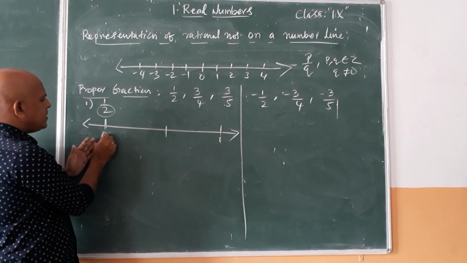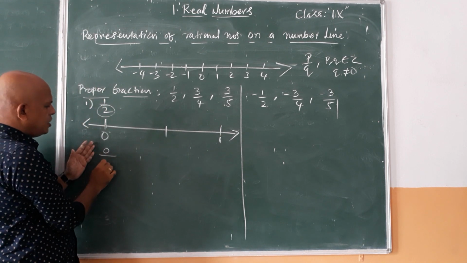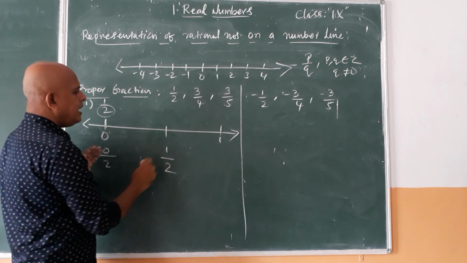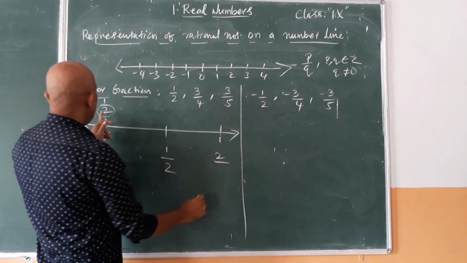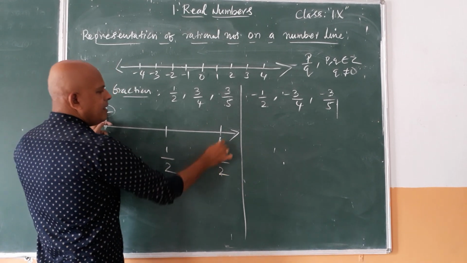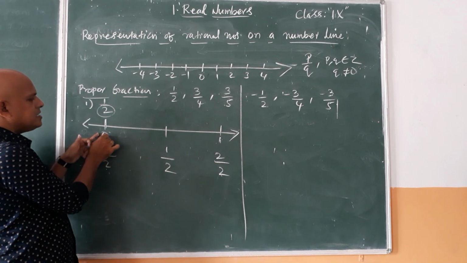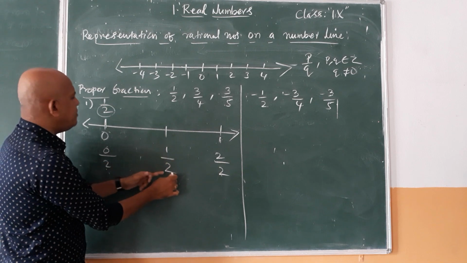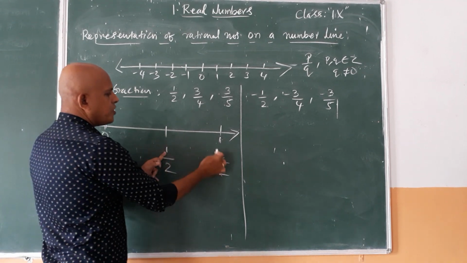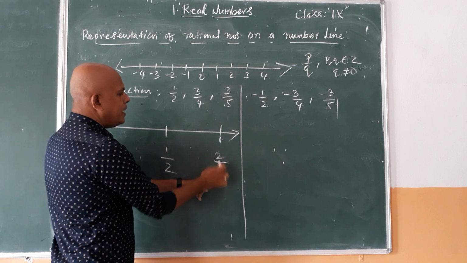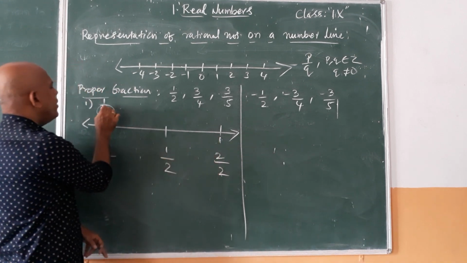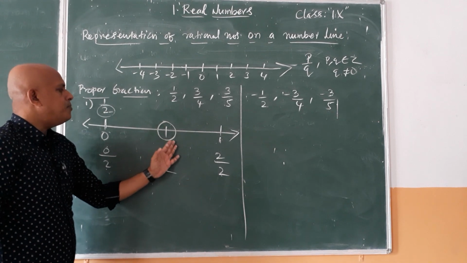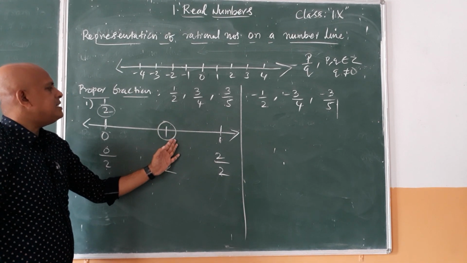First I write 0, because the denominator is 2, so 0 by 2. The next number is 1, so 1 by 2, and afterwards 2 by 2. 2 by 2 gets cancelled, you get 1, and 0 by 2 is nothing but 0. So 0 by 2 is 0, the next number is 1 by 2, and the last is 2 by 2, which again gives 1. So this is 1 by 2 on the number line.